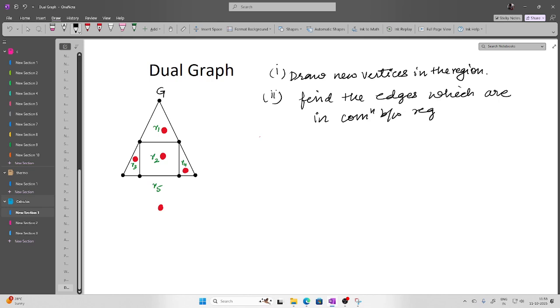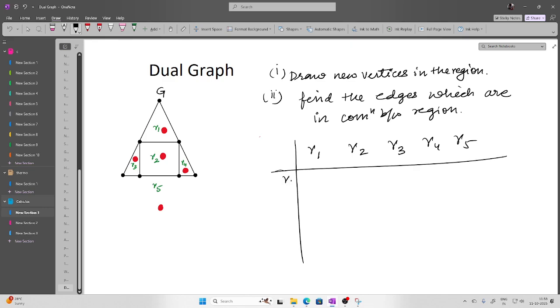between regions. For that, I draw a table like this: R1, R2, R3, R4, and R5, and likewise R1, R2, R3, R4, and R5. Now I look at R1 and R1, there is no loop existing as such, so I will write 0 here. Now comes R1, R2. This is R1, this is R2. They are sharing this particular edge, and hence this is 1, because only one edge is shared. What about R1, R3? This is R1, this is R3. They are not sharing any edge, so this will be 0.